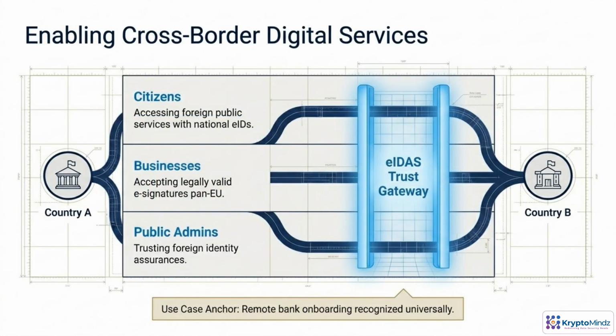In practice, eIDAS acts like a trust gateway between countries. It lets a person use their national eID to access services in another state, without creating a new identity each time. For businesses, it means a signature created in one country is legally valid across the EU, so a bank can onboard customers from abroad with confidence. And for public administrations, it provides shared rules to trust each other's identity assurances and certificates.